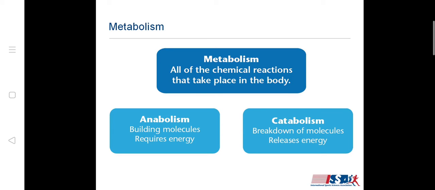As mentioned, metabolism is the sum of all chemical reactions that take place in the body. There are two phases of metabolism: anabolism and catabolism. Anabolism refers to building molecules and requires energy. Catabolism involves the breakdown of molecules, and energy is usually released in the process. Metabolism is a homeostatic process, meaning that the rates of anabolism and catabolism tend to stay in balance.